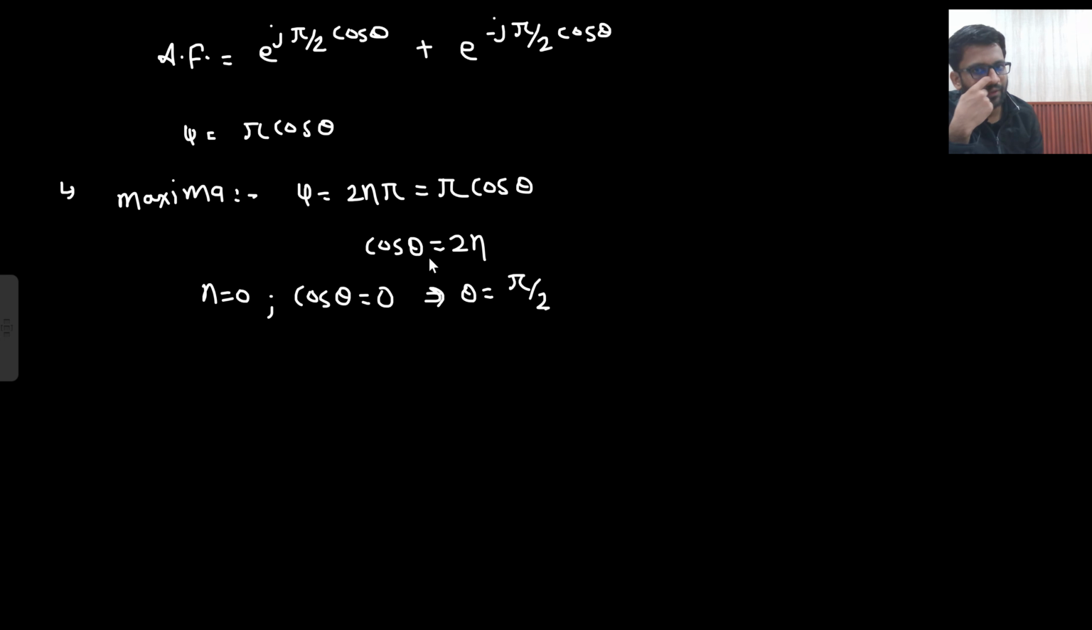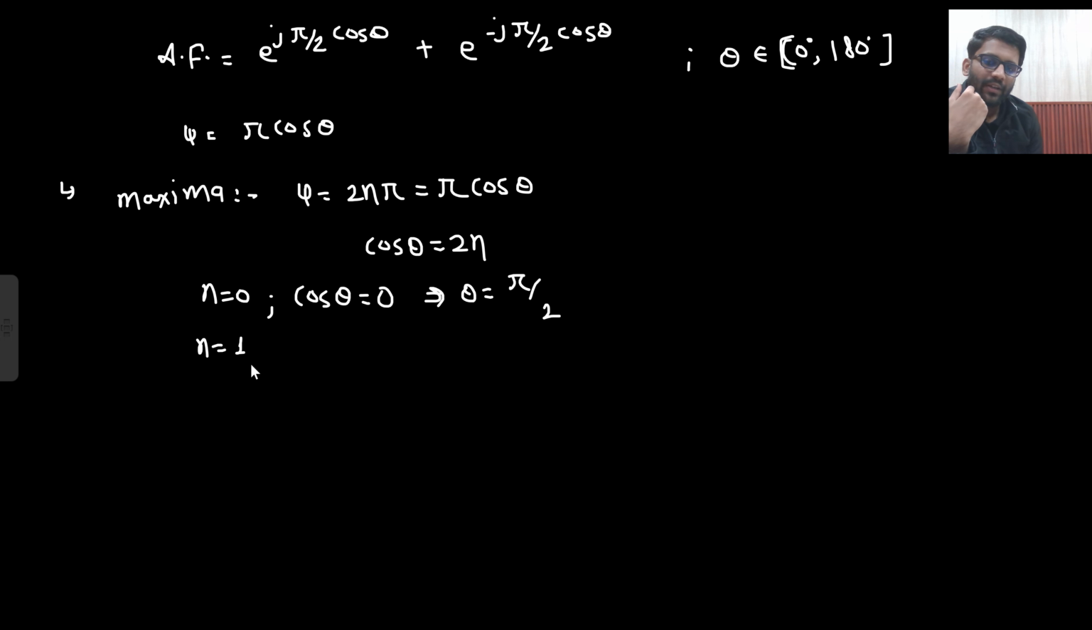This is acceptable. Now you will say, sir, it would be 3 pi by 2 as well. But what is the range of theta we need to take? The range of theta always goes from 0 degree to 180 degree, both included. So theta equals pi by 2.